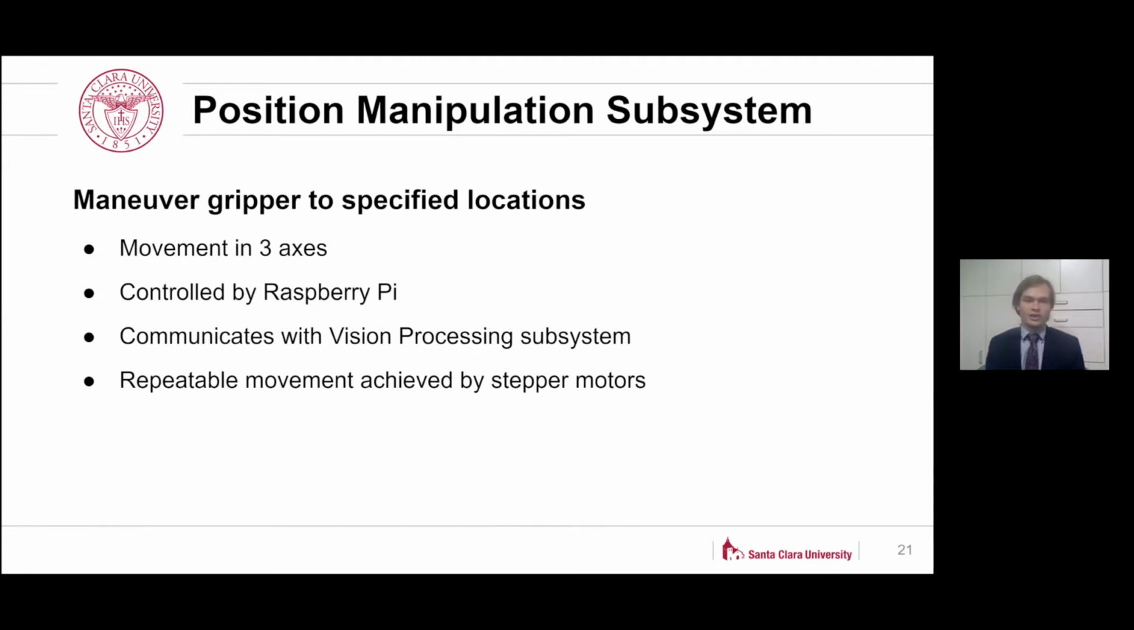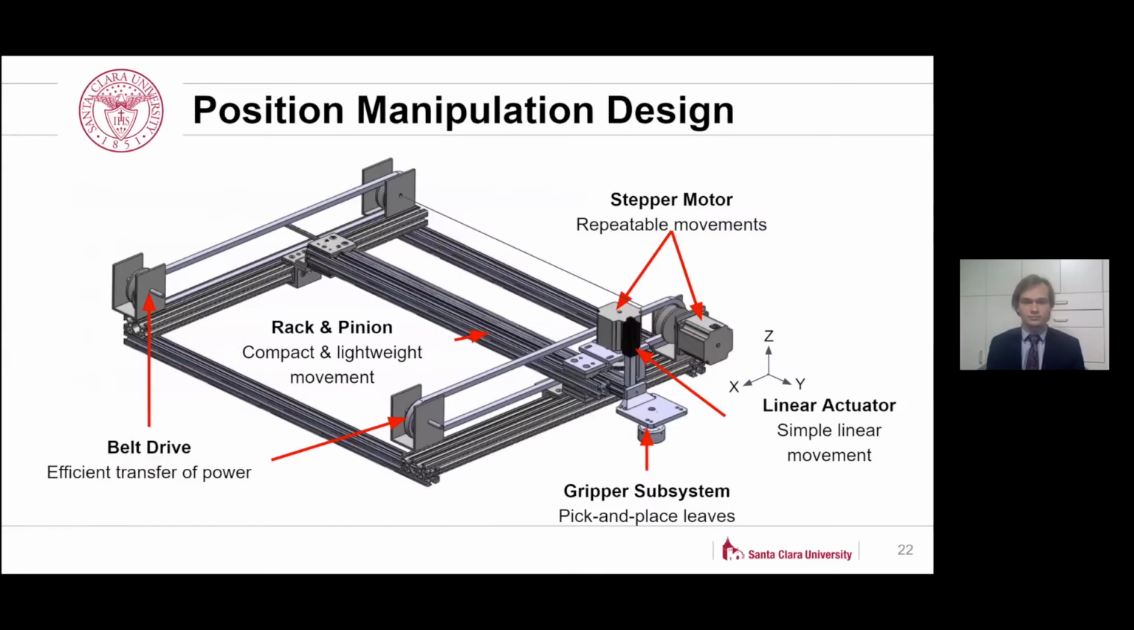So this manipulator is 3-axial with 3 motors. All movement is controlled with the Raspberry Pi, and communication is done with the vision board in order to receive positional coordinates. Additionally, the movement should be repeatable. It should be able to go anywhere accurately and quickly. So here shown is the current SOLIDWORKS configuration.